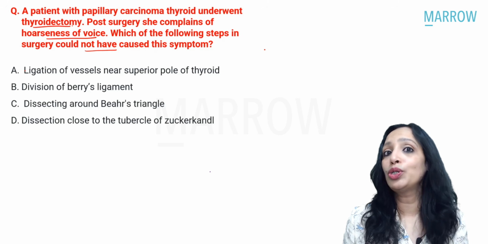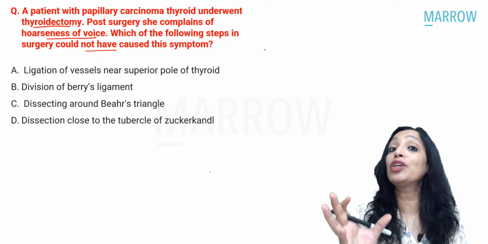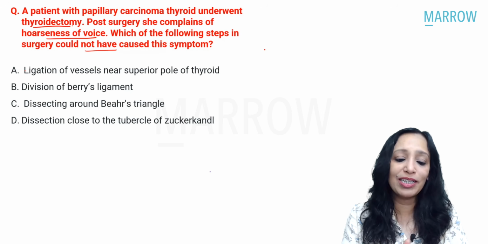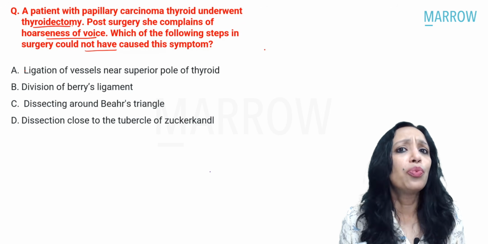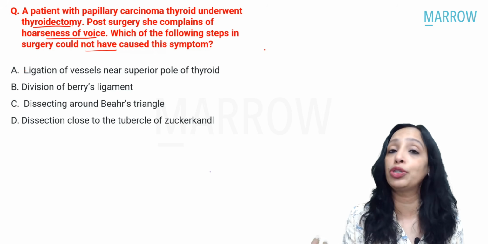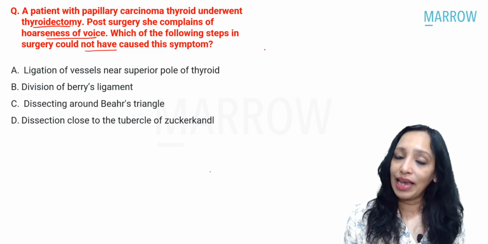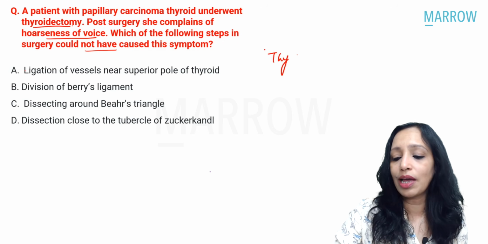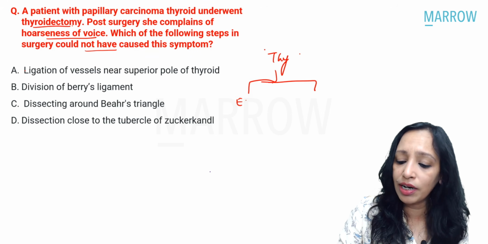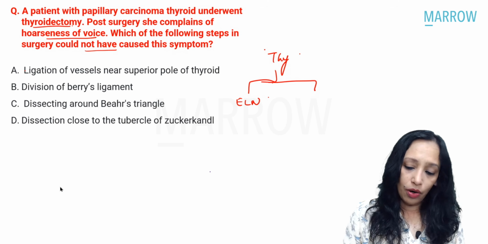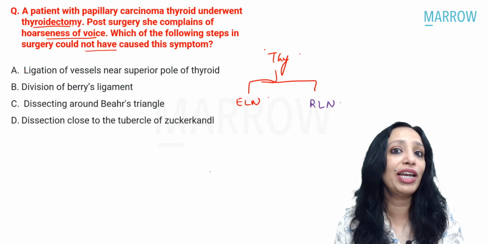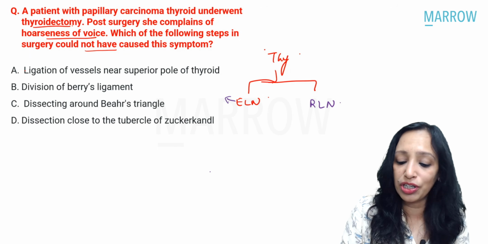I have always told you to see which is the surgery, in which area the surgeon is operating. Accordingly, you will narrow down the choices. So if this is a patient where thyroidectomy was done, which branches of vagus can be injured leading to change of voice or any symptom post-surgery? If it is a thyroid surgery, what can be injured is only two nerves, either the external laryngeal nerve or the recurrent laryngeal nerve. Which of these is most commonly injured? The external laryngeal is injured most commonly.